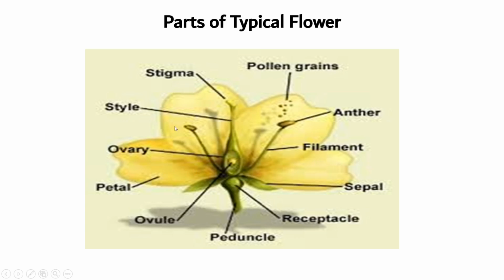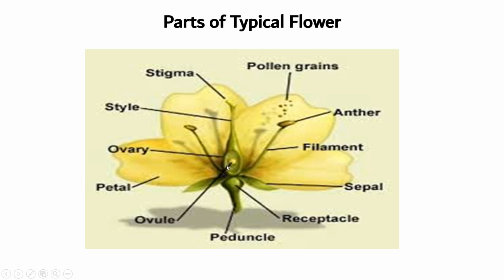Now the second whorl is the corolla. In this diagram there are yellow colored petals. 1, 2, 3, 4 petals are there. Collectively, petals are called corolla. They are very useful for pollination because they are brightly colored. Similar to the calyx, they also protect the inner essential whorls in bud condition.